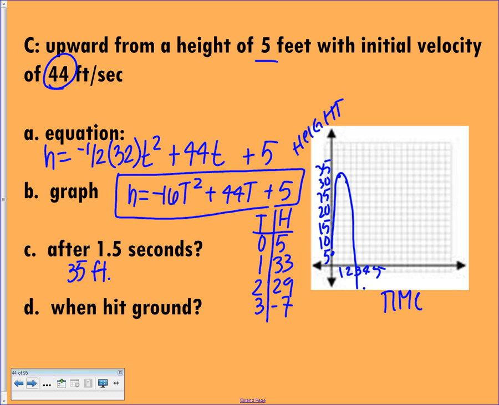Question D says, use your graph to approximate when the ball will hit the ground. Well, at 3 seconds it's already hit the ground, so it's somewhere between 2 and 3. By my graph, it would look like about 2.7 seconds. But your graph might look a little different, so just make sure that your answer matches up with your graph. That's a guesstimation. We will learn exactly how to find that tomorrow or the day after, so look forward to that.